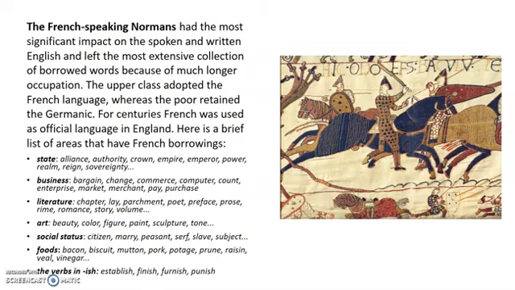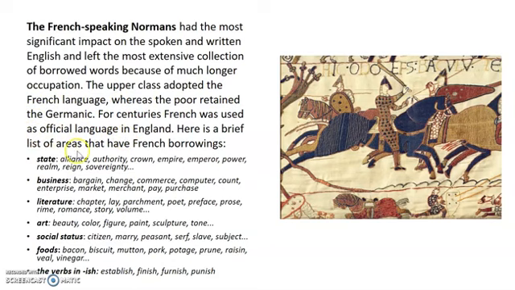And the French-speaking Normans. The French-speaking Normans had the most significant impact on spoken and written English and left the most extensive collection of borrowed words because of their much longer occupation. The upper class adopted the French language, whereas the poor retained their Germanic. For centuries, French was used as the official language in England.